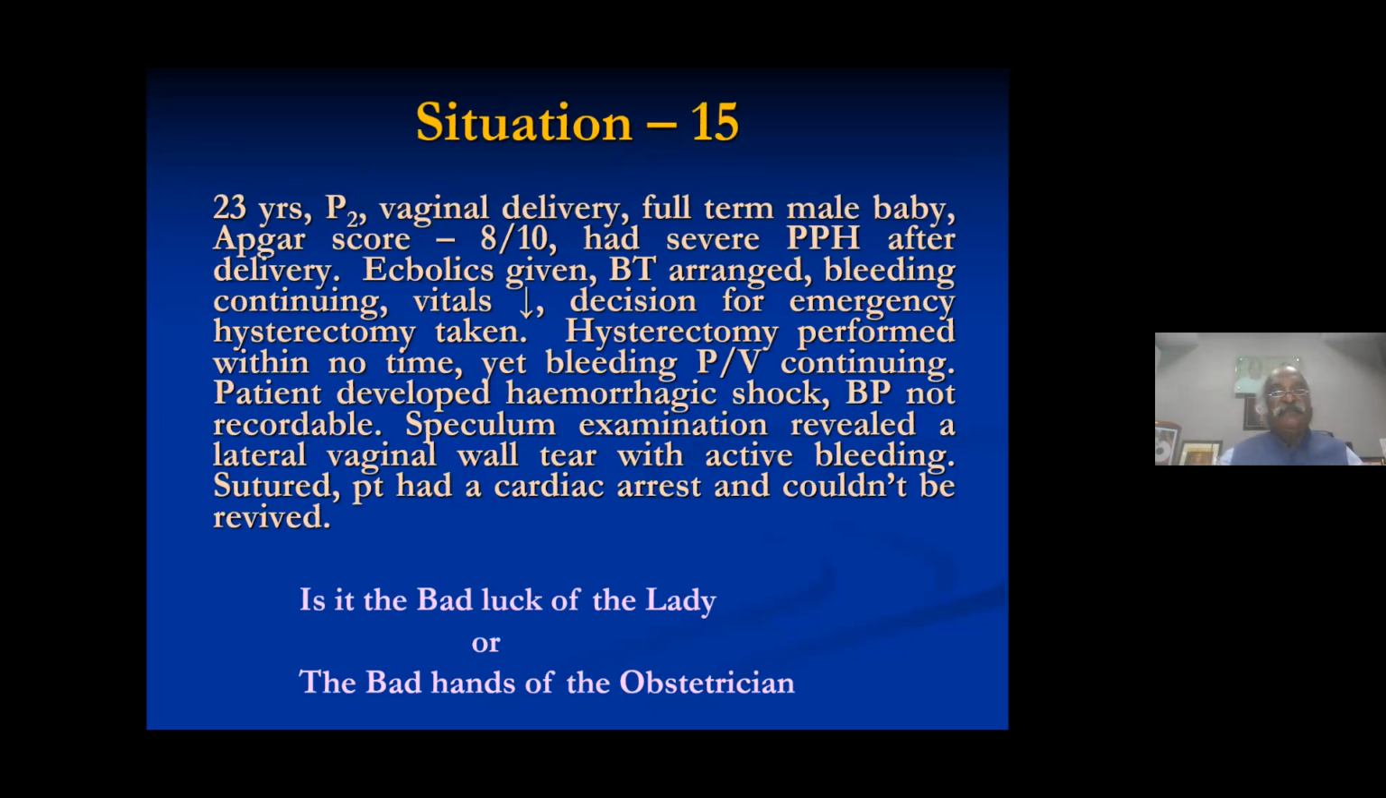This is a 23 year old, para 2, vaginal delivery. A full-term male baby was delivered, Apgar score 8/10, and she had severe PPH after delivery. Ecbolics were given and blood transfusions were arranged, and bleeding was continuing. Vitals were falling, and therefore the person in charge of the labor room decided on emergency hysterectomy. Emergency hysterectomy was done by the assistant professor. Hysterectomy was performed within no time, but bleeding continued.